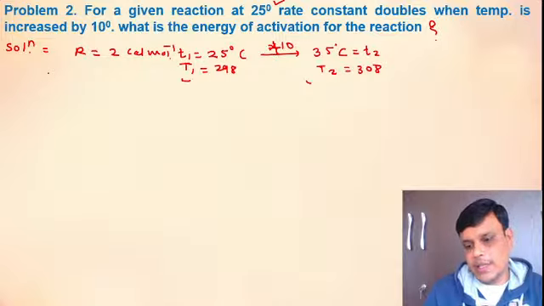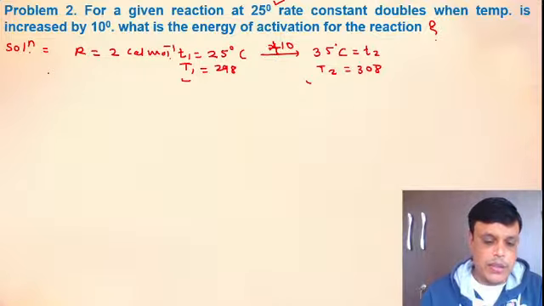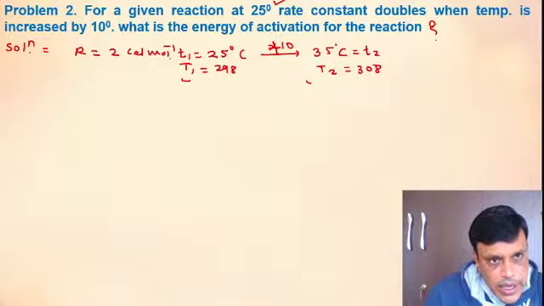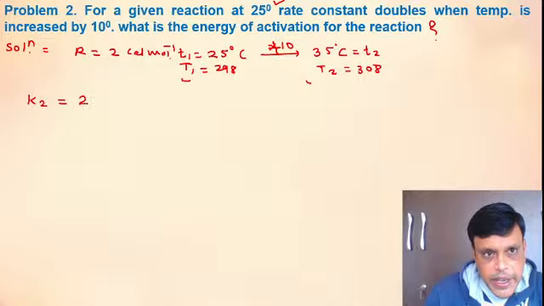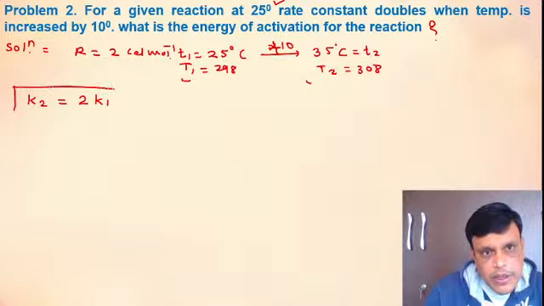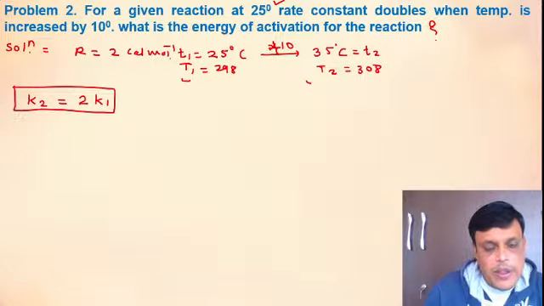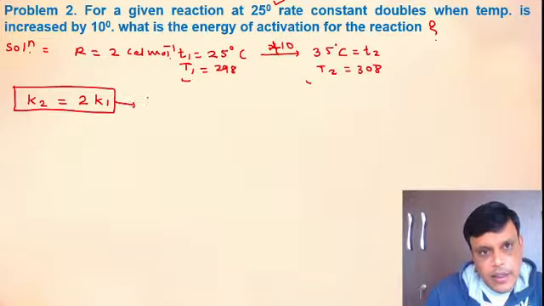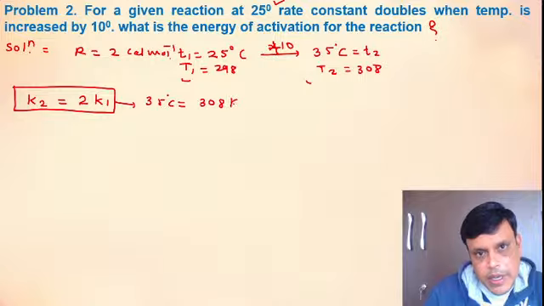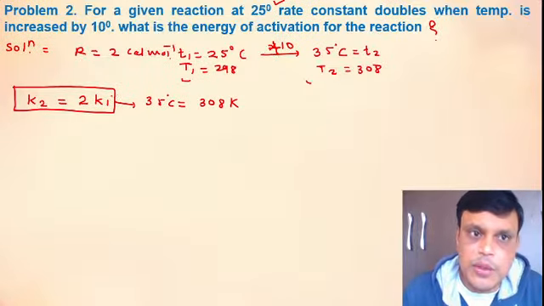Rate constant gets doubled. So this rate constant K2 becomes double of K1. So this is the equation: K2 becomes twice of K1 at 35 degrees Celsius, or at 308 Kelvin temperature. So this ratio is given.